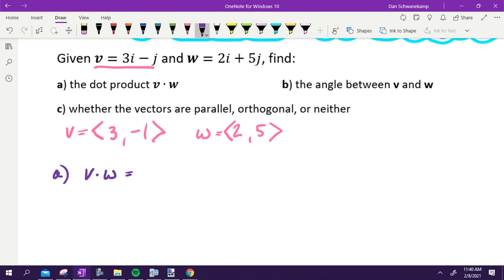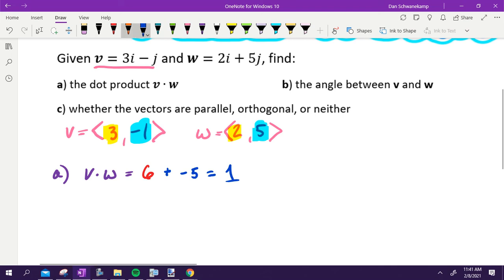If I want to find a dot product here, Evelyn, what am I going to do to find a dot product? Multiply my two x's. So I take 3 times 2, I get 6. Then what? Yep, and then we find the product of the y's, so negative 1 and 5. Then we add those two together, so it's 6 plus negative 5. My dot product is 1. Everybody go with dot product.